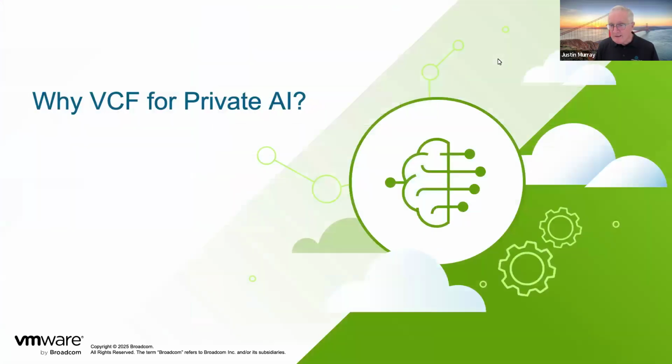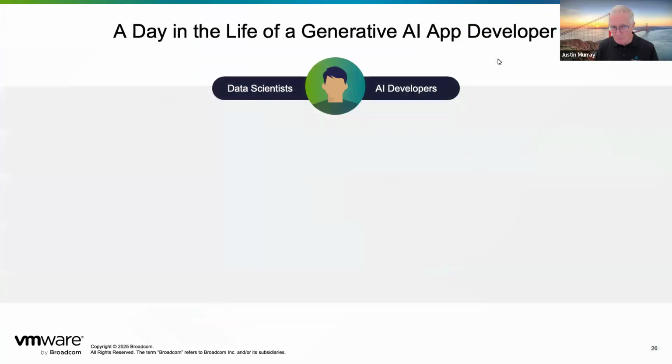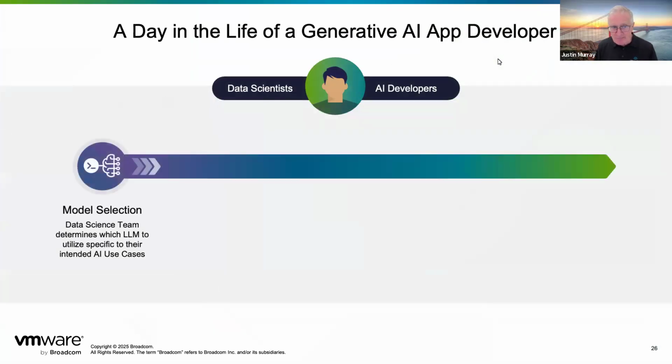So why VCF, first of all, for private AI? Well, as you've seen by now, data scientists spend a lot of their time in selecting which model is going to apply to a particular application that they're building. Some models are very good at creativity. Other models are very good at science. Other models are very good at text generation. Model selection is a whole field in itself, and we can advise the customer on that, but usually your data scientist will be well acquainted with this area.